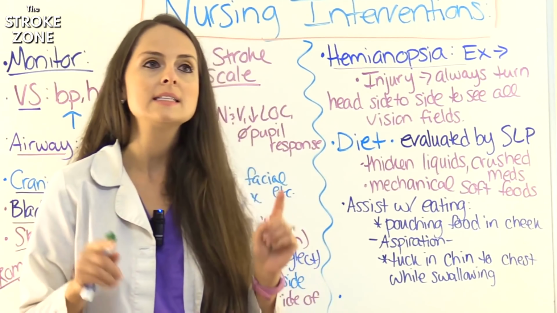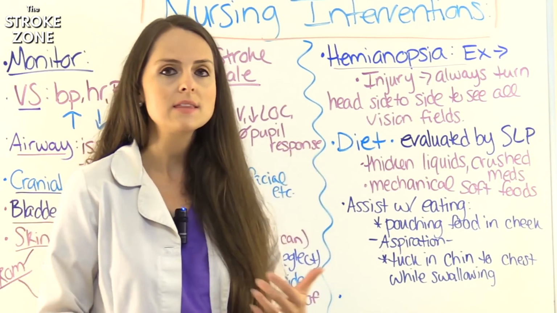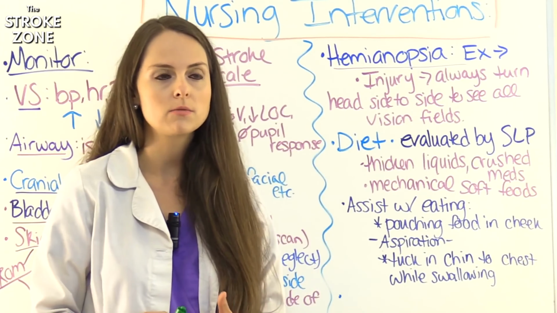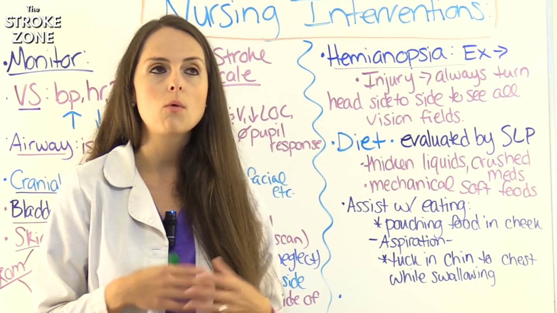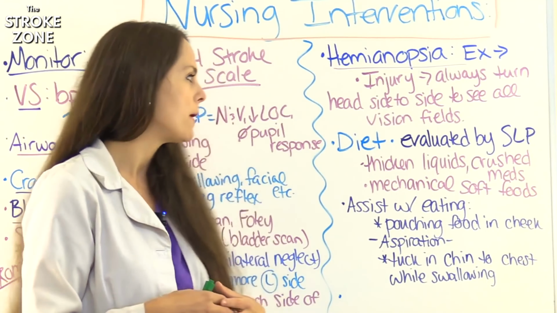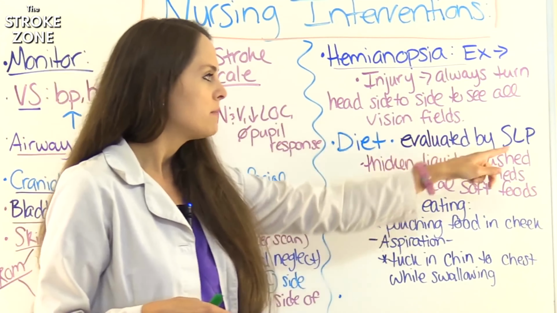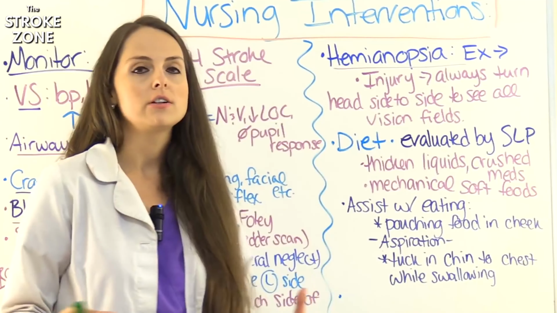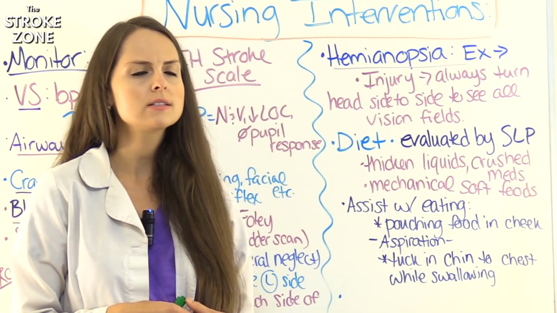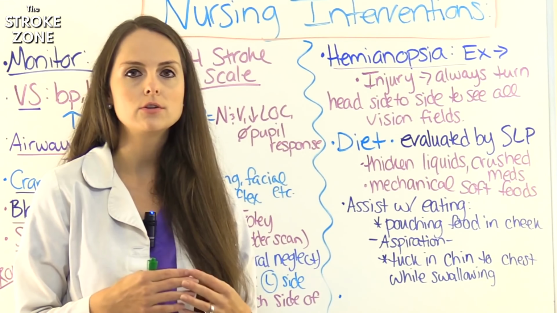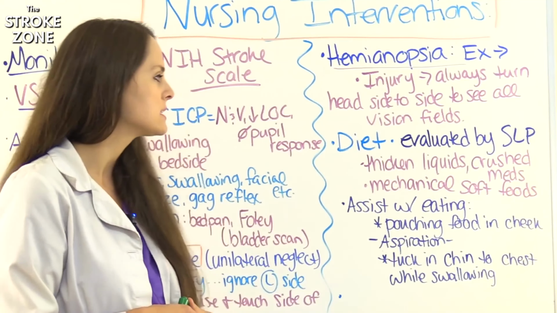One thing I want to note is that if the patient has family with them, you really want to incorporate the family in the patient's care as much as possible, because a lot of times these patients are going home with the family, and the family needs to know what to expect and what's going on. So diet. They will be evaluated by the speech language pathologist, who's going to do a swallow study on them, see how they're swallowing. Also, they're going to work with them if they have difficulty with their speech, helping them be able to communicate more effectively.